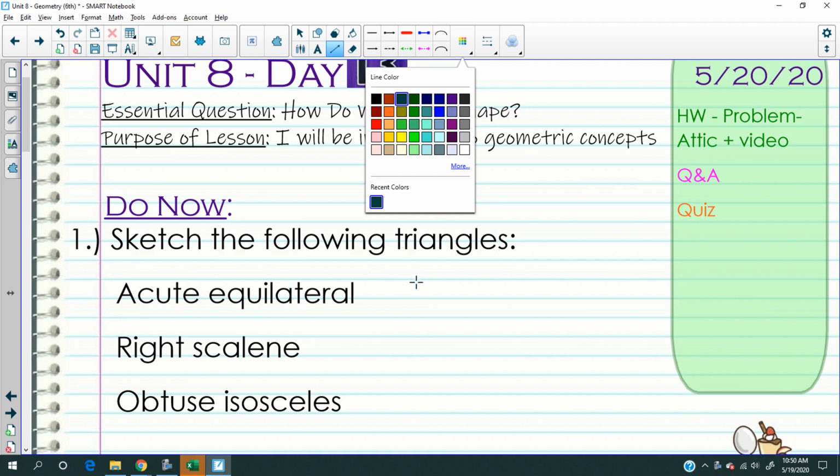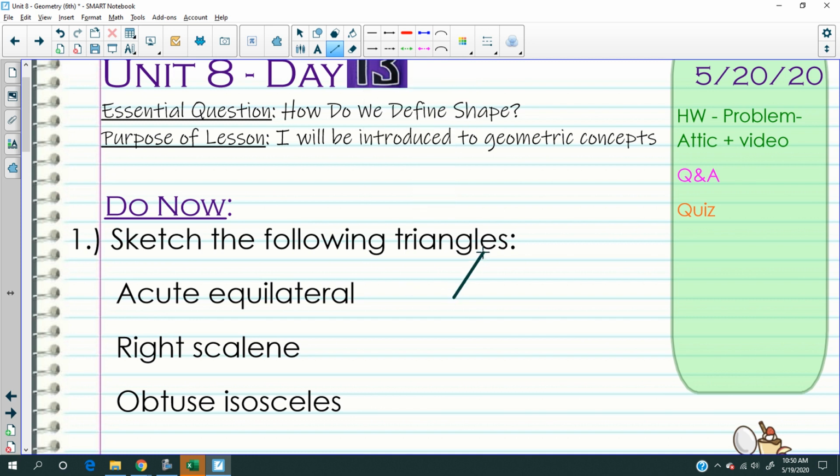Acute equilateral. So acute means all the angles are less than 90 degrees. So they're very sharp angles and all three sides are equal. I really like this color. It's a fantastic color. So I'm aiming for this, okay? And to prove that this is an equilateral triangle, I am going to draw a slash on all three sides like that.